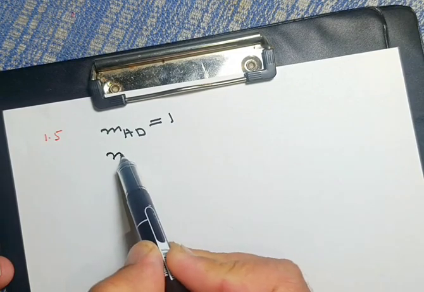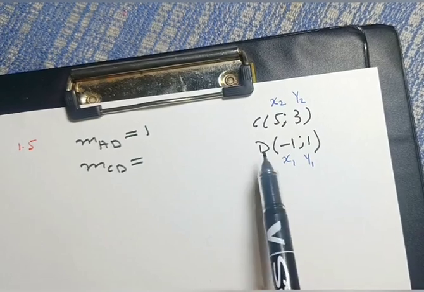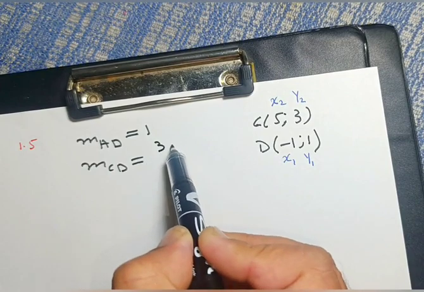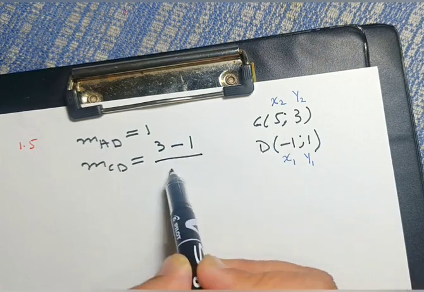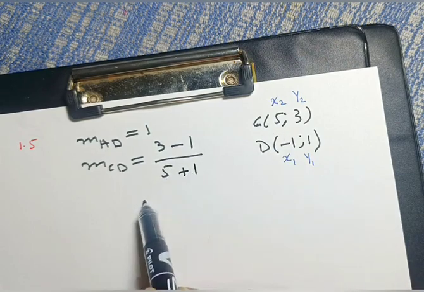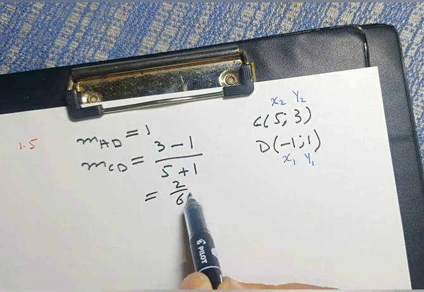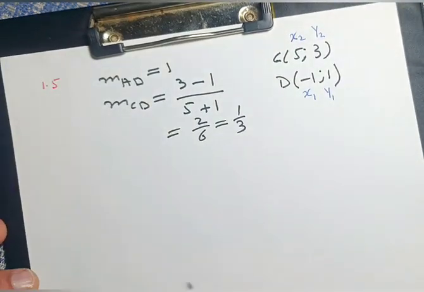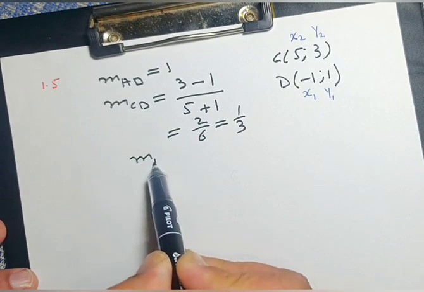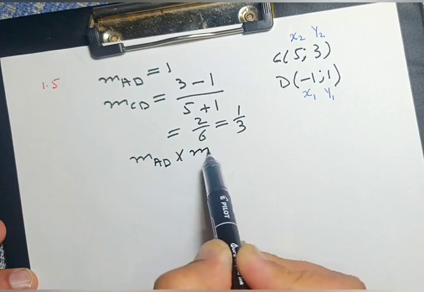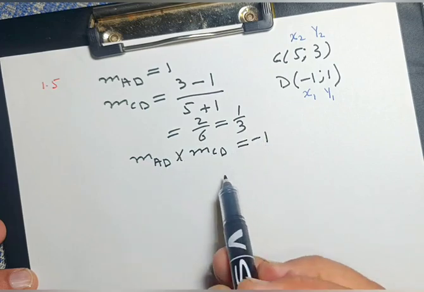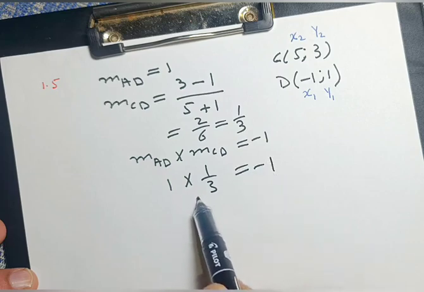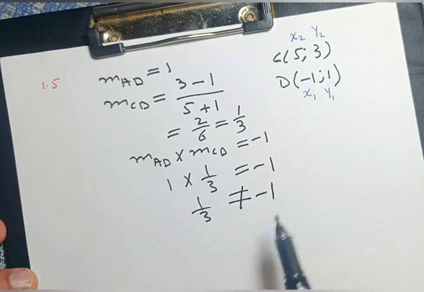Now I need to take the gradient between CD. So these are the coordinates of C and D. y2 minus y1, so 3 minus 1, over x2 minus x1, 5 minus negative 1, negative negative becomes positive, and the gradient is going to be 2 over 6, which means 1 over 3. Now I need to multiply the gradient of AD by the gradient of CD, which must be equal to negative 1. This is 1, this is 1 over 3, but the product, 1 over 3, is not equal to negative 1.